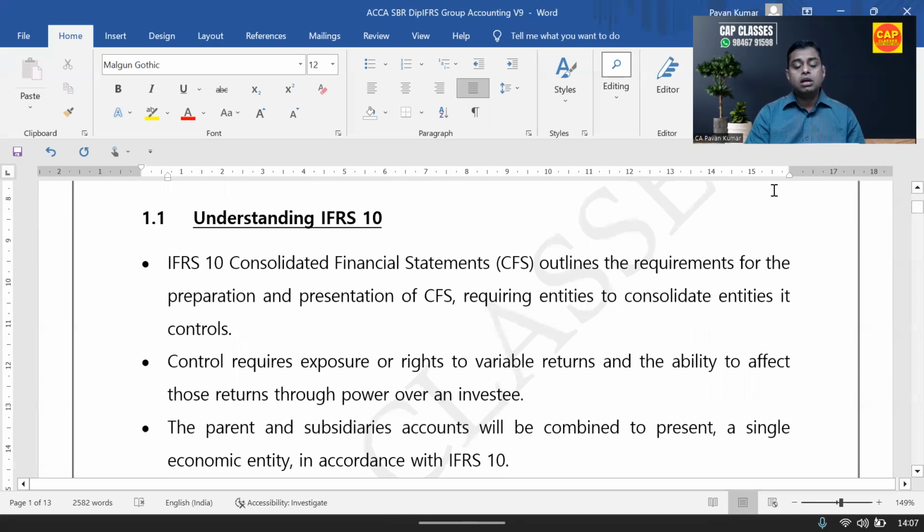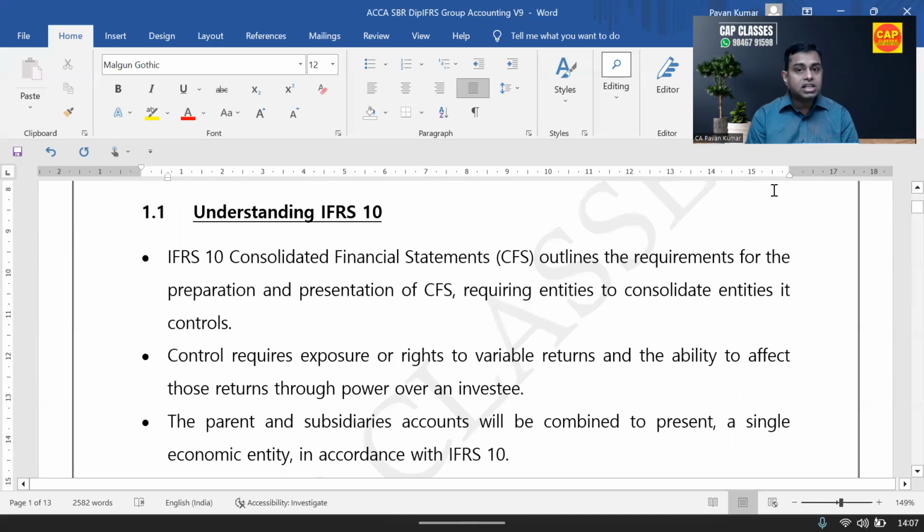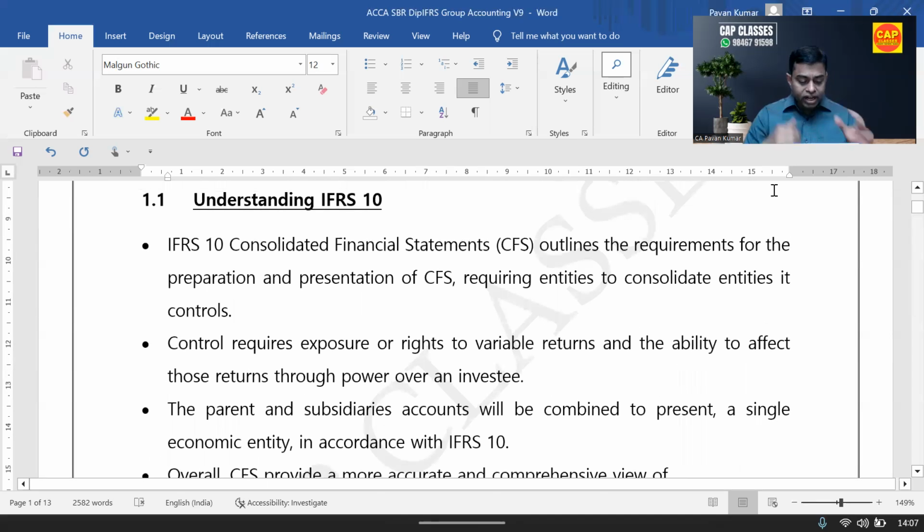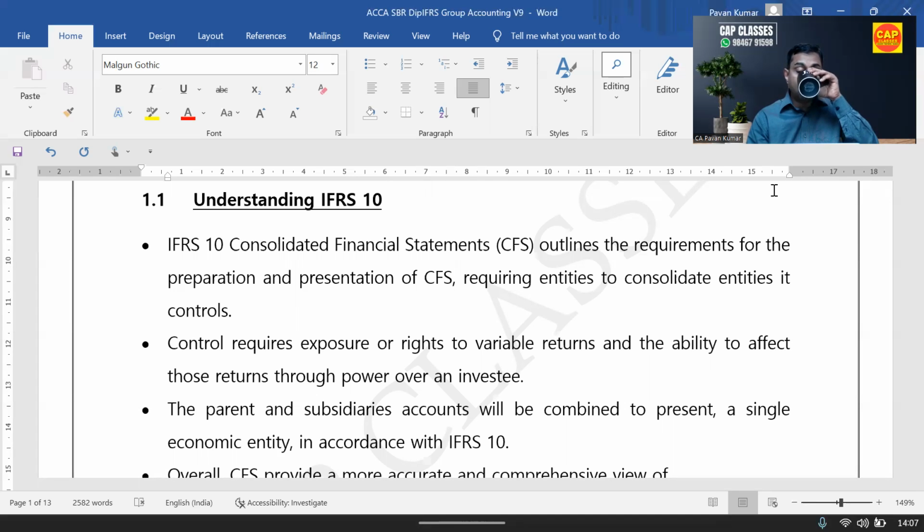Okay, now let us start with consolidated financial statements. There are some three or four bullet points on the screen. Can you read that? Just have a look at it. Yes. Shruti, if you are there, can you read this? Hello, can you hear me?